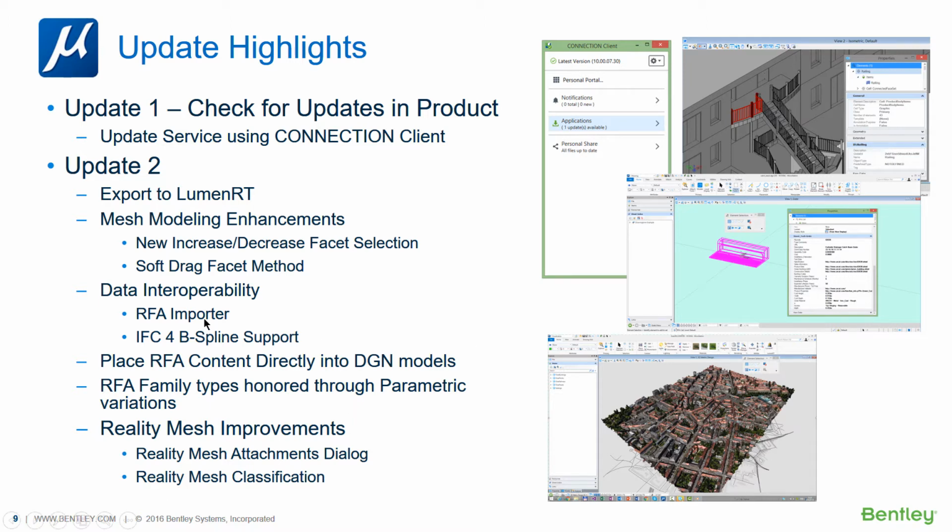The RFA importer and the ability to place RFA directly into DGNs. RFA is the Revit family architecture, and that is a file format that allows you to place Revit objects. It could be a door, a window, it could be a chair, it could be anything at all that's been created as an RFA file for Revit. And those Revit family files are now available for use in MicroStation. You can just place them as parametric cells, so the full parametric capabilities are still there.